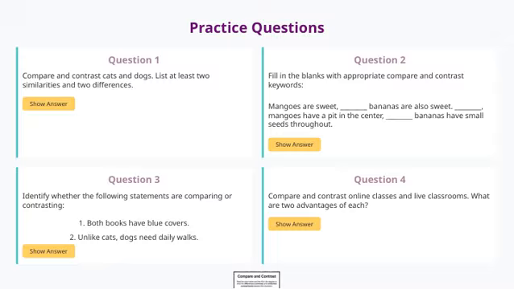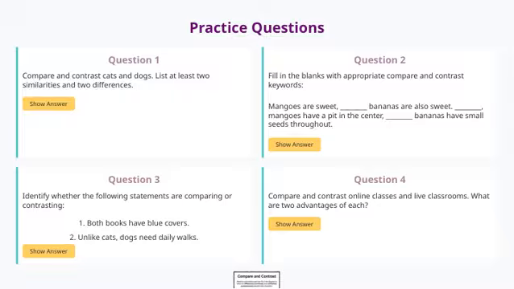The sentence reads, "Mangoes are sweet, bananas are also sweet. Mangoes have a pit in the center, bananas have small seeds throughout." Here, words like also, however, or but can be used to connect ideas, helping to show similarities or differences clearly.